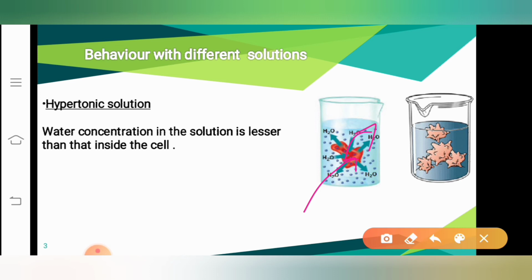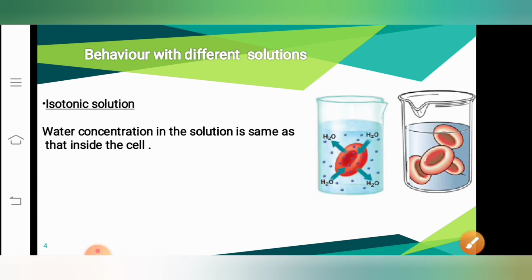As a result of this, what happened? The cell is losing the water. As the cell loses the water, what happened? The cell size decreases. That means the cell shrinks because the water level decreases. Correct? The concentration of water in the cell was more compared to the solution. As a result, the water flows out of the cell and the size of the cell decreases. That means the cell shrinks. So this is what happens under the hypertonic solution.